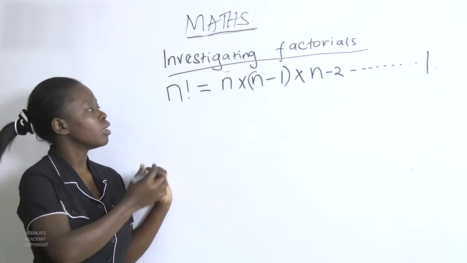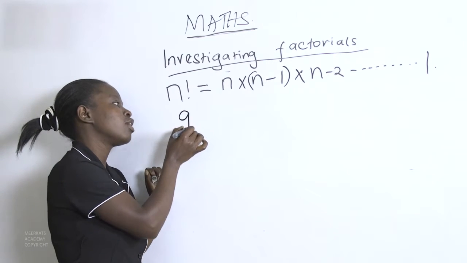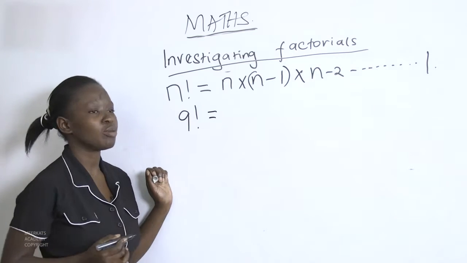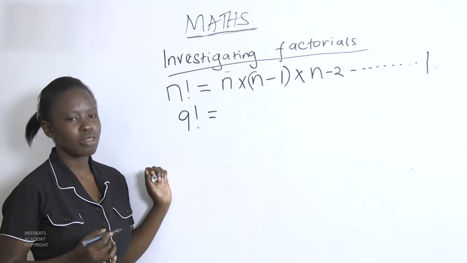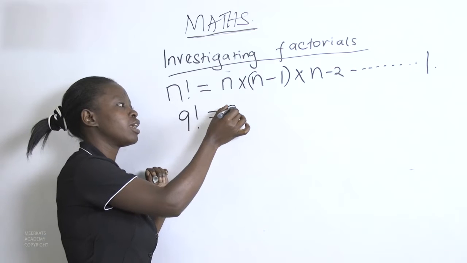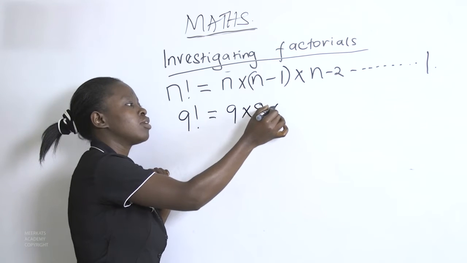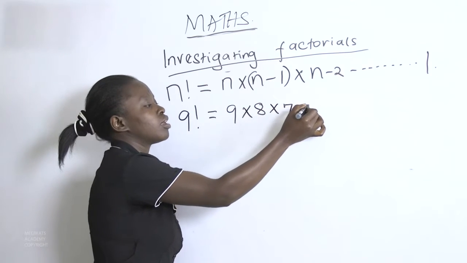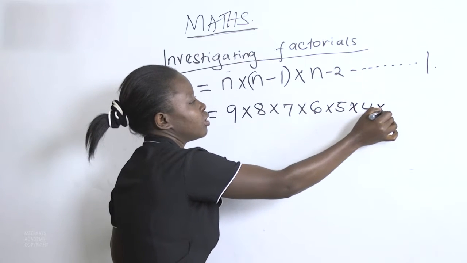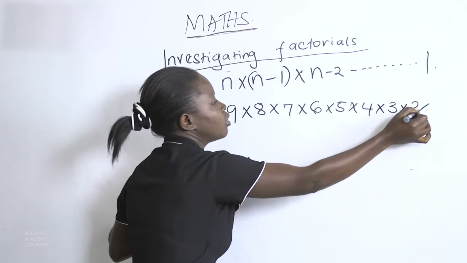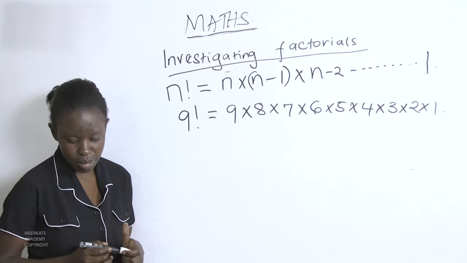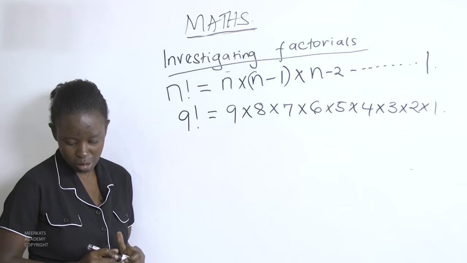the number 1. So if, for instance, I have 9 factorial, then it means that what I'm multiplying is the numbers all the way from 9 backwards to 1. So I'll have 9 multiplied by 8 times 7 times 6 times 5 times 4 times 3 times 2 times 1. So that is the knowledge about the factorials that we need to know.